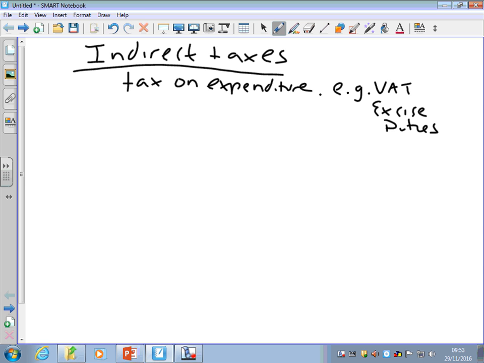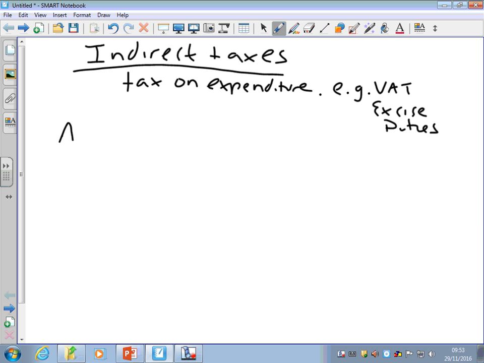Taxes could also be placed on goods and services to try and stop people buying them. The London congestion charge, in other ways, stops people from wanting to drive into London. A tax on cigarettes will make them more expensive, which could make people want to smoke less. Same for alcohol, same for petrol to a certain extent as well.